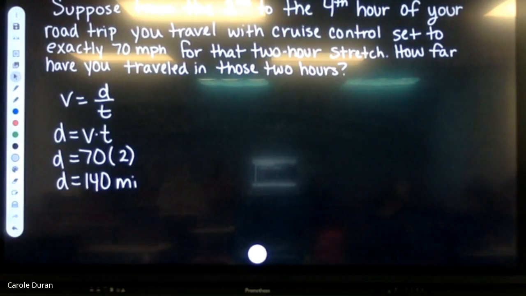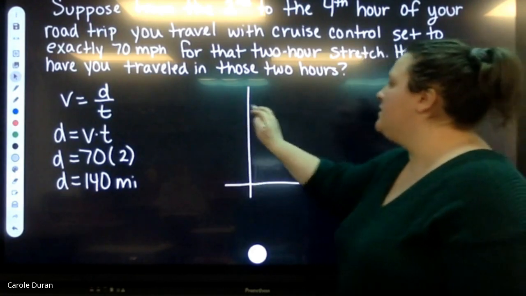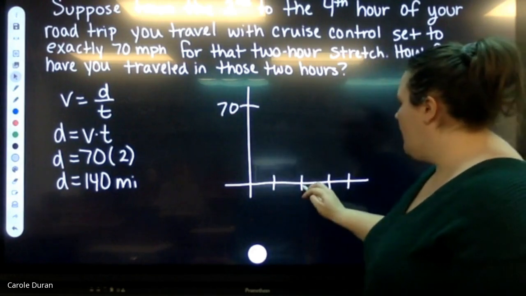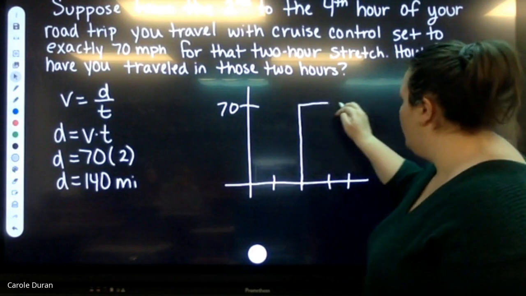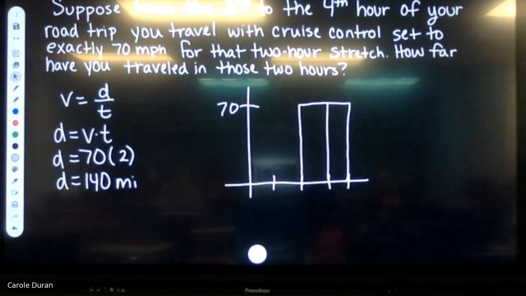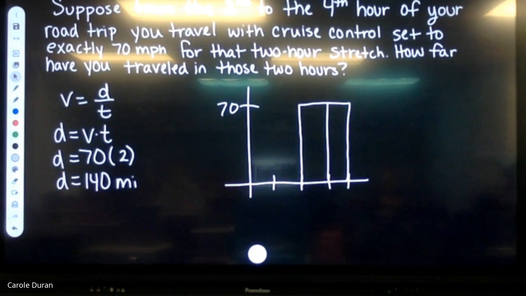So if I had a visual model of what this looked like, it would be a coordinate plane with 70 marked as my speed. And then if I broke this down into hours, from 2 to 4, I was traveling at a flat speed of 70 miles per hour. Do you want us to draw that? Yes, it couldn't hurt. Because I was traveling at a constant speed over those 2 intervals, it was really easy for me to compute the total distance I traveled, correct?